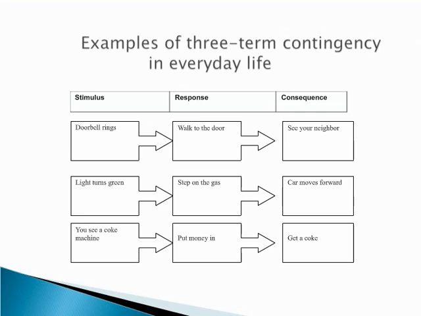Okay, let's go to the next one. The light turns green, you step on the gas, your car moves forward. You see a Coke machine, you put money in, you get a Coke. These are really easy examples of antecedent, behavior, consequence in everyday life.